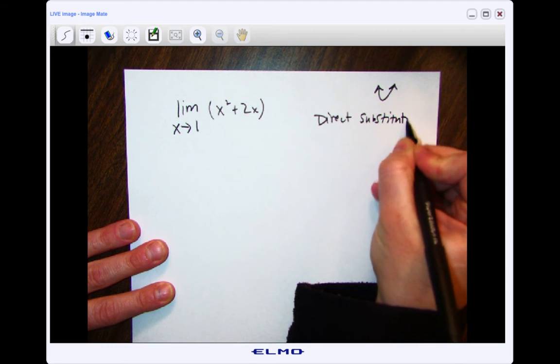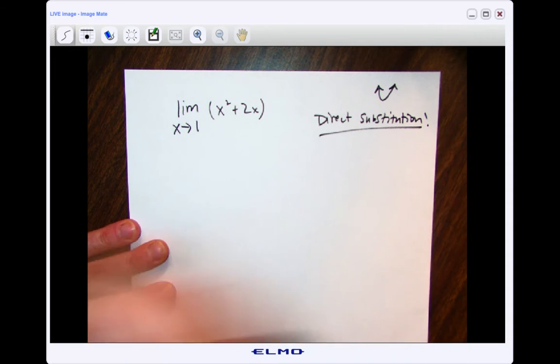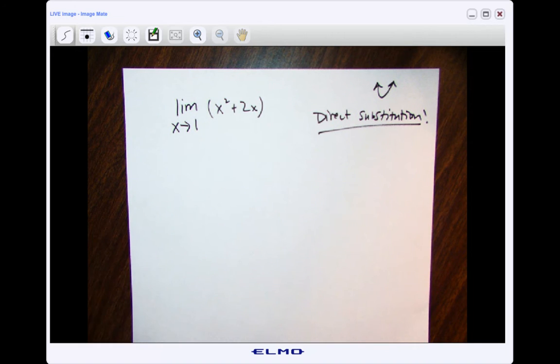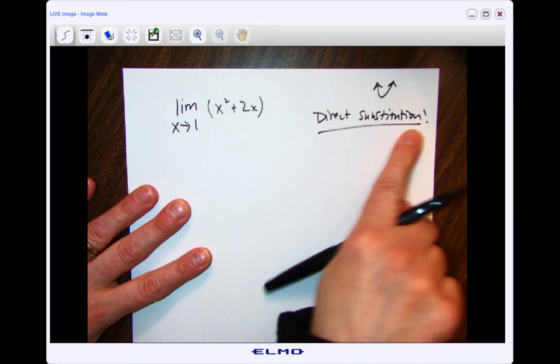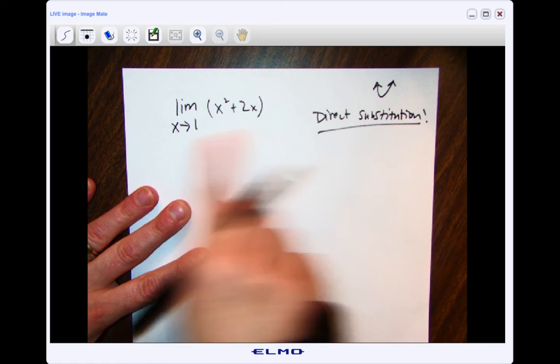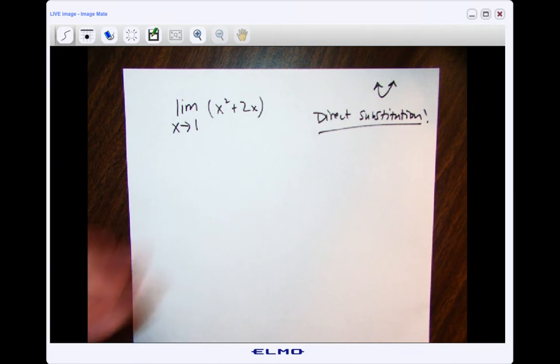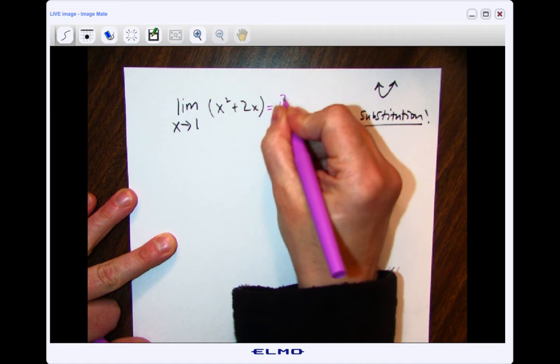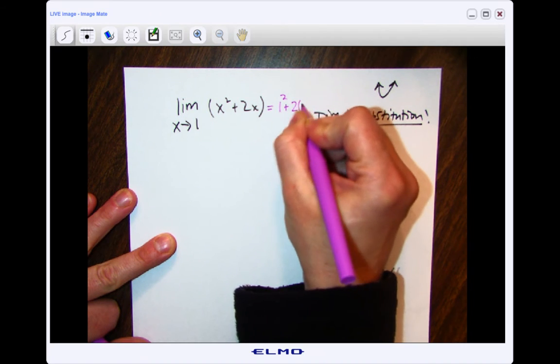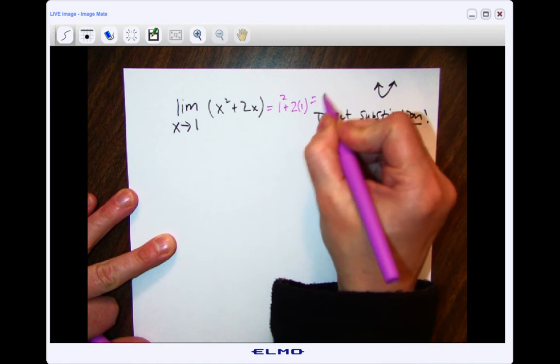And the funny thing is that all limits, when we find them algebraically, boil down to direct substitution. The last step is always direct substitution. In this case, there's nothing else to do but direct substitution, so that's what we're going to do. So the limit as x approaches 1 is whatever the function value is at that moment in time. So it's 1 squared plus 2 times 1. So that's a 2, so that's a 3.